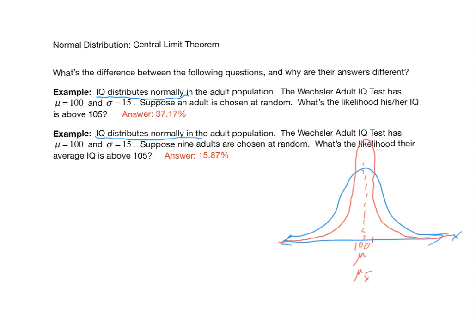And if 105 is roughly about here, notice the difference. To the right of 105 under the red curve is smaller than to the right of 105 under the blue curve. Hence the reason we got 15.87% when we used the central limit theorem as opposed to 37.17% when we did not use the central limit theorem. Essentially, with the central limit theorem or with groups of people, it's harder to get away from the mean than it is to get away from the mean for one individual person.